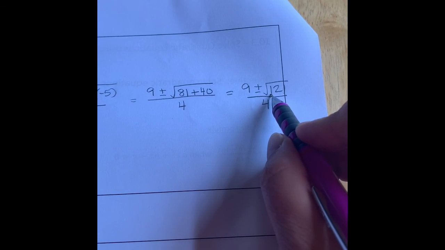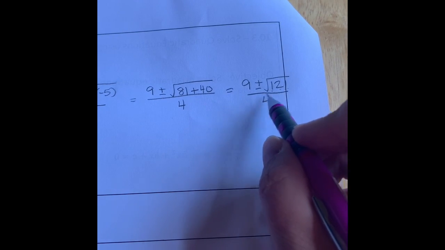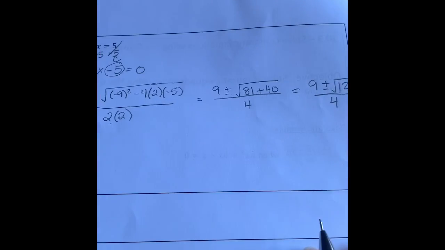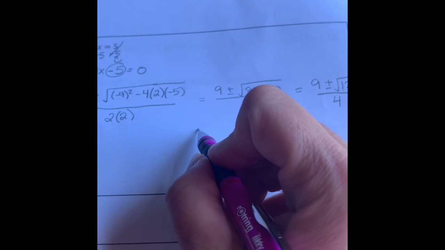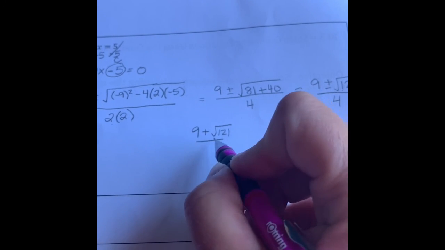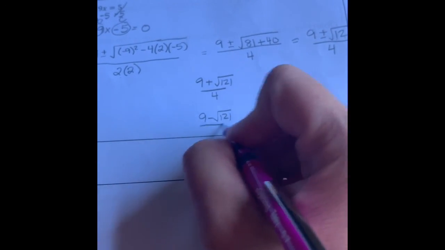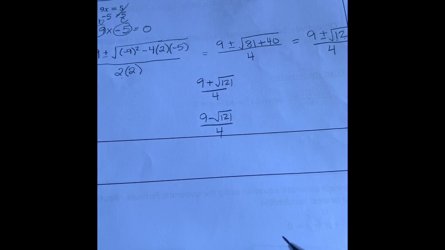We do know the square root of 121. If you don't even check that, you can still get the same answer if you want to. So splitting this up, you have 9 plus the square root of 121 over 4. And you have 9 minus the square root of 121 over 4.